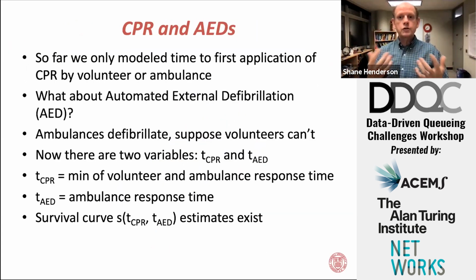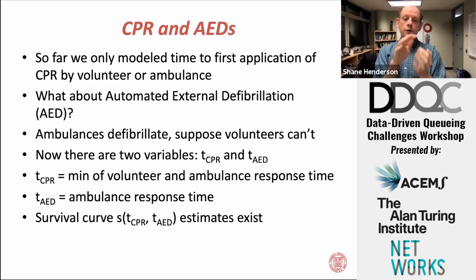Up till now, what I've just shown you are results where we're modeling survival rates just based on CPR. So what if somebody does actually apply defibrillation? In this slide, suppose that ambulances defibrillate, but volunteers cannot. That's not true, some volunteers can, but suppose it's of this form. Now we have two response times, the time till CPR and the time till defibrillation. CPR happens either when the volunteer gets there or an ambulance gets there, whichever happens first. And then defibrillation happens when the ambulance gets there.